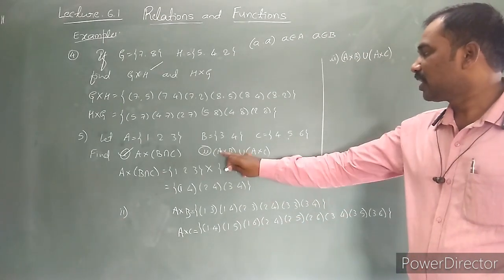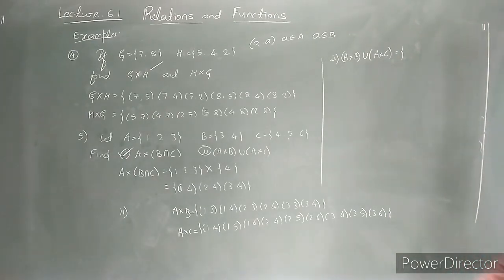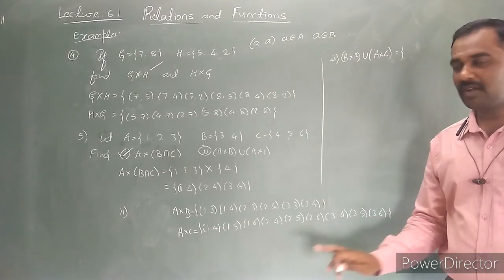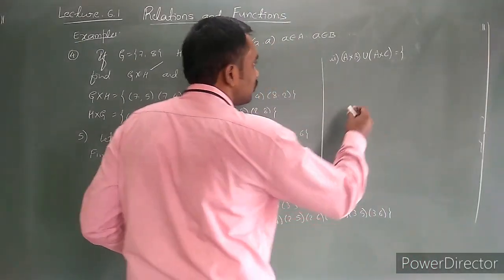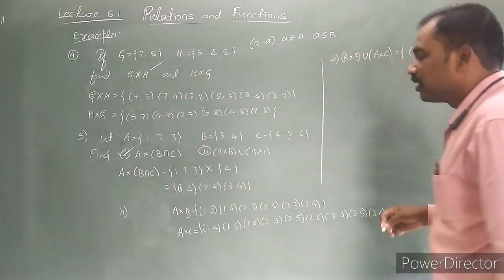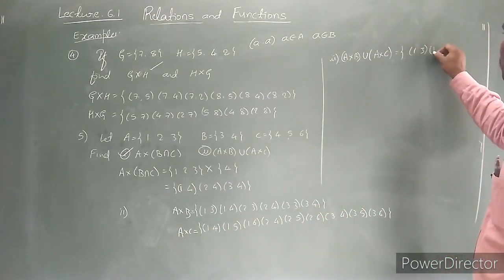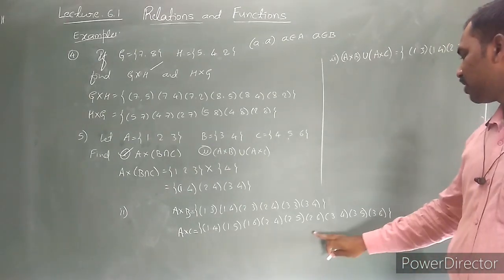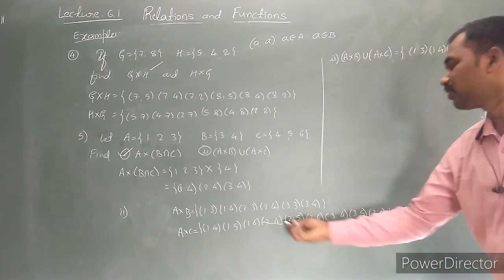Union of these two sets, A cross B union A cross C. What is the union? Union means all the elements of set A, all the elements of set B, with common elements written only once. (1,3), I just write (1,3). Next, (1,3) is there in this set. (1,3) is not there. Next (1,4). (2,3) is there. Check it. (2,3) in the second set is not there. Anyway. Next (2,4). (2,4) is there. Yes. No need to write it once again.